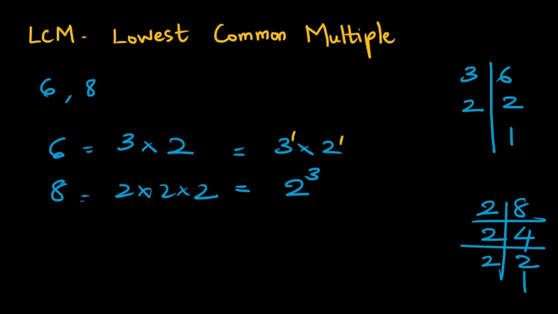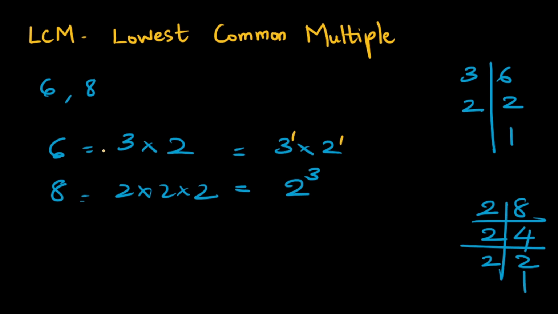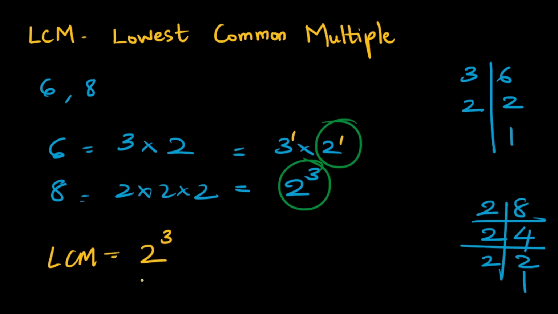So how do we find the LCM using the prime factorization method? If you see the definition over here, the product of the greatest power of each prime factor involved in the numbers. What they're trying to say is, the greatest power of the common factor. Here you have 2 as the common factor, right? You can see here 2 is the common factor, and its greatest power. So I've written the LCM as 2 raised to 3, which is the greatest power.